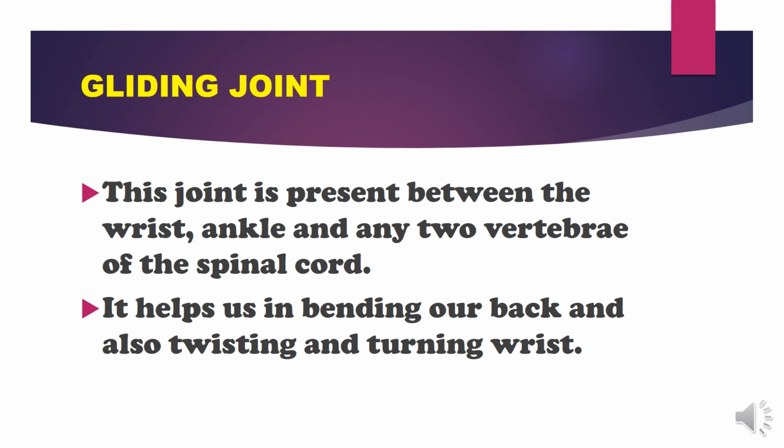So these were the 4 types of movable joints, and there are 2 types of joints present in our body. First of all, you need to understand: first is movable and immovable. Immovable joint is present only in the skull and the pelvis region, because it cannot move. And the movable joints are hinge joint, ball and socket joint, pivot joint and gliding joint.